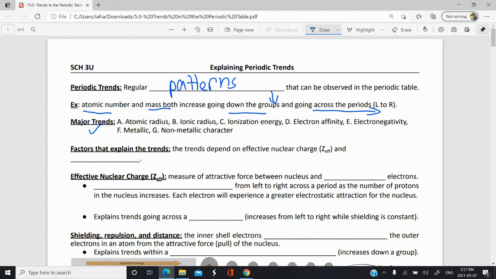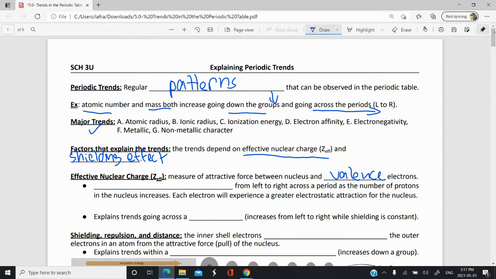And to explain those trends, we're going to focus on using two main factors, the effective nuclear charge, abbreviated Zeff, and also the shielding effect. So the effective nuclear charge, as we mentioned, is a measure of the attractive force between the nucleus and the valence electrons, or the outer electrons.